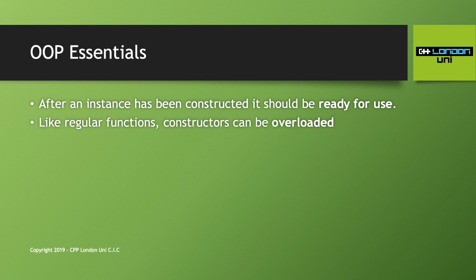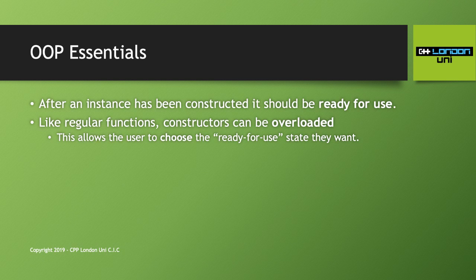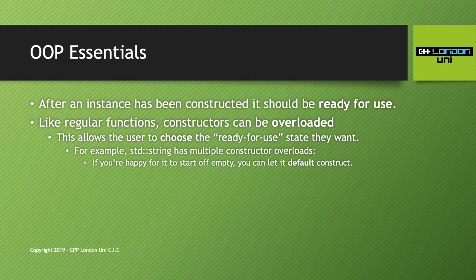Unlike regular functions, constructors can be overloaded. And there is a code example coming if you're wondering. Constructors can be overloaded, so I can have multiple constructors. So it lets the user choose the sort of ready for use state that they want in this way, right? Actually, let me move the slides on. So for example, std string. There are multiple constructor overloads.